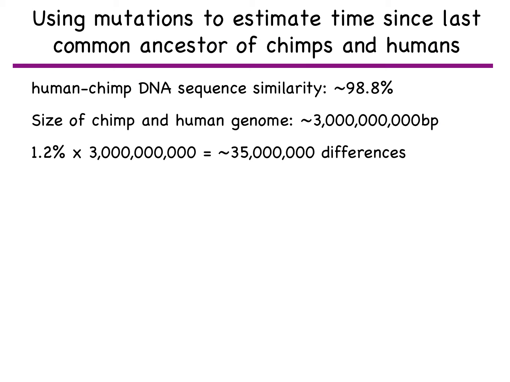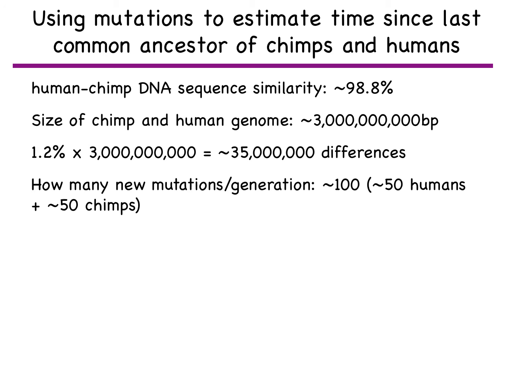Now we have everything we need to finally do this calculation we were after, trying to figure out the time since the last common ancestor of humans and chimps. Again, how many new mutations per generation? It's 100. Now I know I just said on the previous slide it's 50 new mutations per generation in humans, but there's another 50 new mutations that occur in the chimp lineage as well.